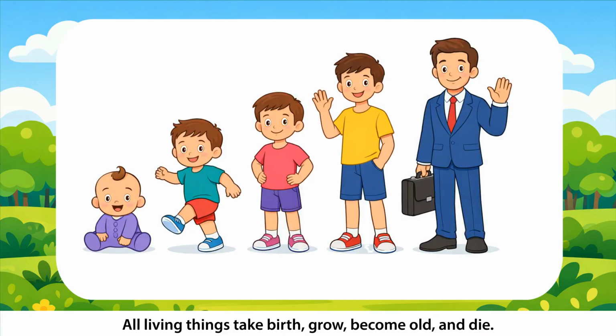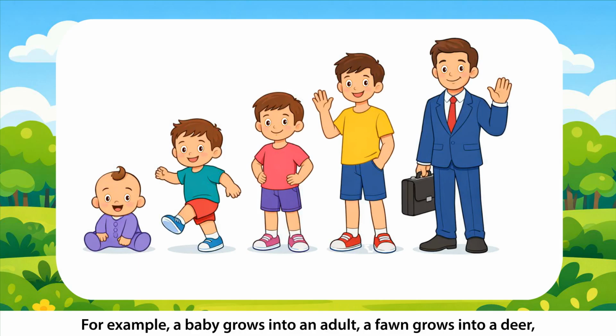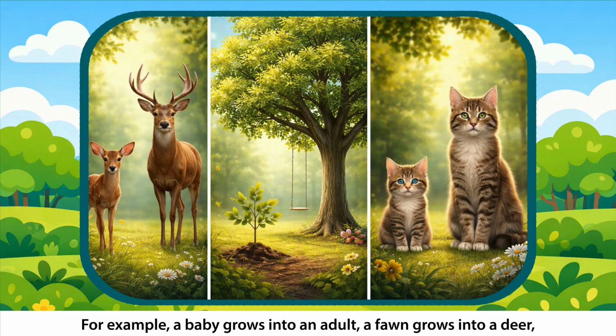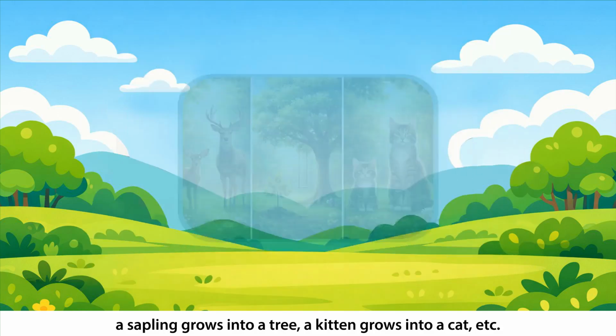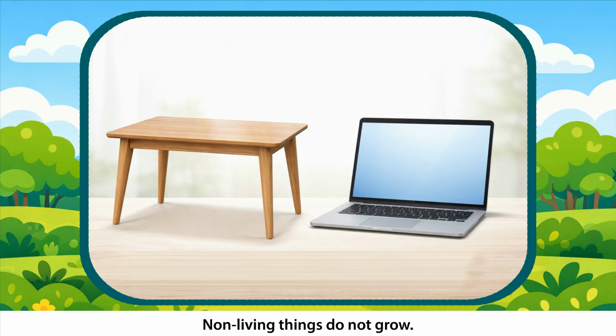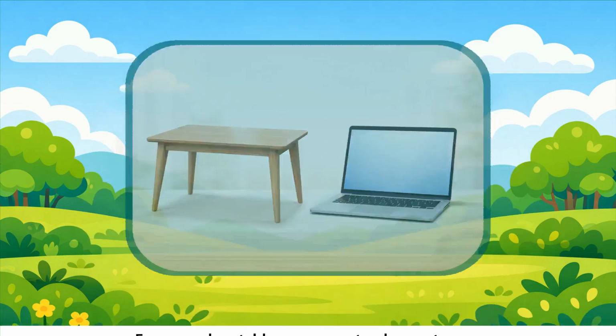Living things grow. All living things take birth, grow, become old, and die. For example, a baby grows into an adult, a fawn grows into a deer, a sapling grows into a tree, a kitten grows into a cat, etc. Non-living things do not grow. For example, a table or a computer does not grow.